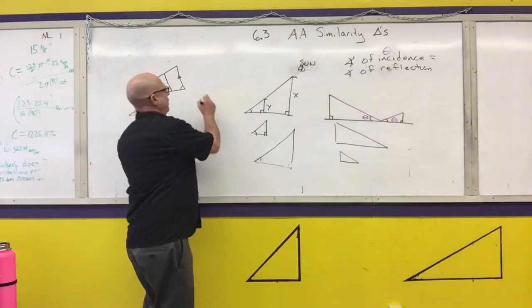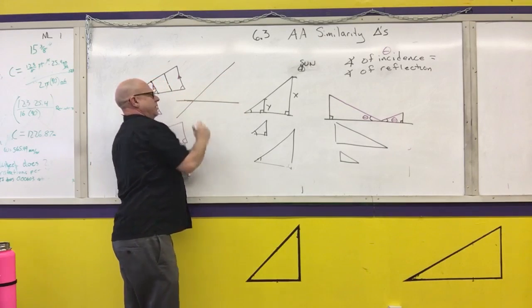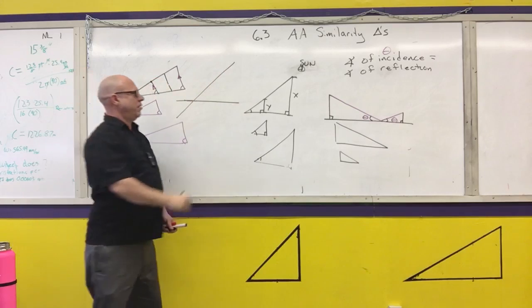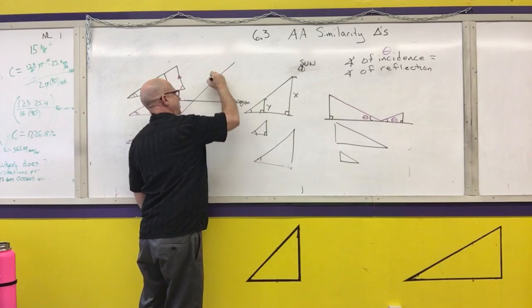So, famous problems that are like this. Two city streets. We'll call this one Oregon, and we'll call this Washington.